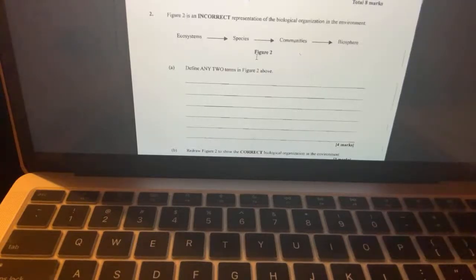So at the lowest, we have species. Yes. Then we have communities. It should have been population, but population is not there. So we will go for species, communities. Then we have ecosystem and biosphere. So that is the correct arrangement. So the answer for this is in the chat. In addition to this, they want us to define any two terms in figure 2.